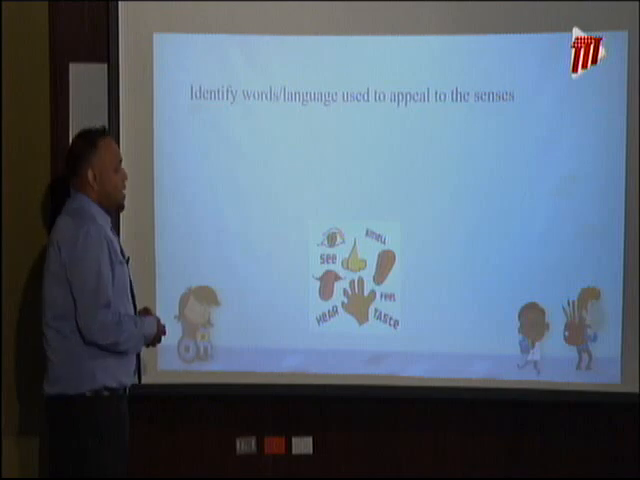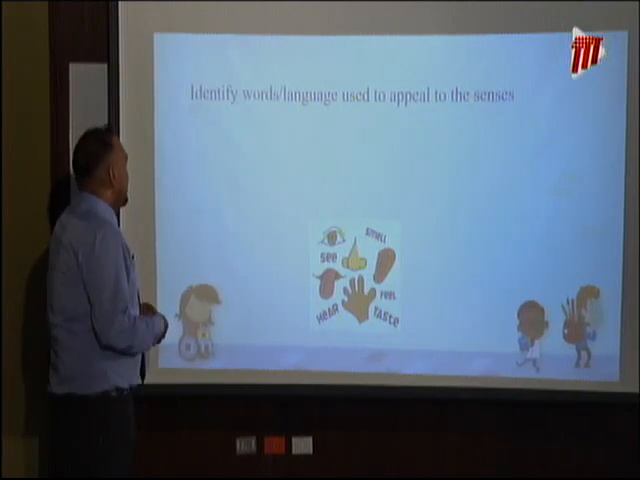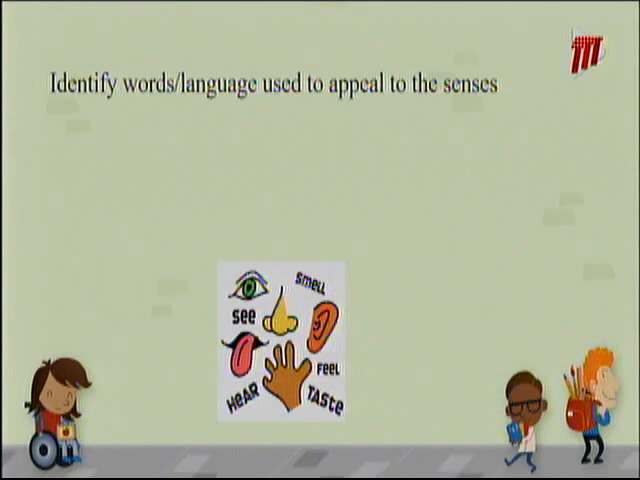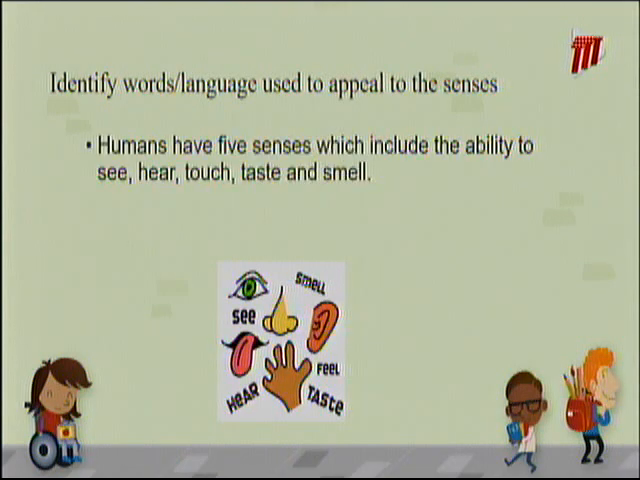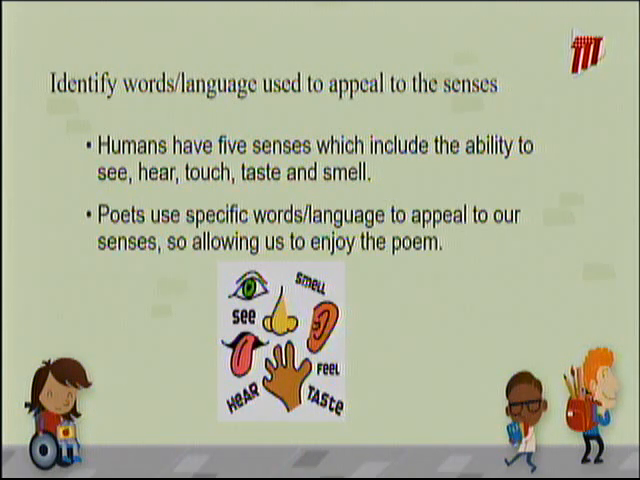Again, because we are asked to use our knowledge together with what is presented in the poem, these questions would be at the inferential level. Let's go straight into it and let's look at identifying words or language used to appeal to the senses. Humans have 5 senses, which include the ability to see, hear, touch, taste, and smell. Poets use specific words or language to appeal to our senses, allowing us to enjoy our poem.